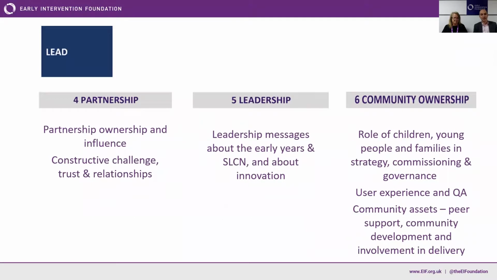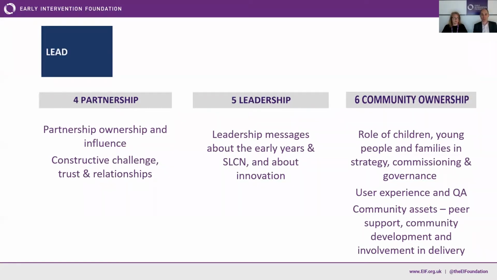The second dimension is lead, and that also has three key elements: partnership, leadership, and community ownership. And it covers things like the quality of the strategic partnership arrangements. Does this strategy feel owned and driven by senior stakeholders who work in partnership together? Do they trust each other? Can they get things done?